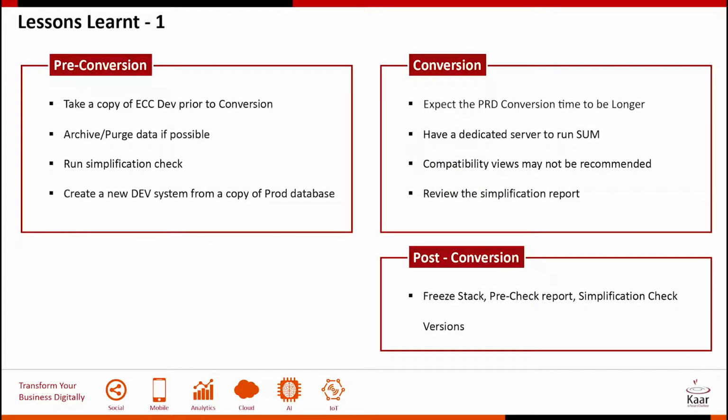So going into lessons learned. On the pre-conversion, I think I mentioned this before, we suggest keeping a copy of your ECC development. Don't start converting the ECC development itself. Archive and purge data as much as possible, because the more you reduce your data footprint on your source, the easier the conversion becomes. Run the simplification check well ahead of time. Understand what each line item in the simplification check is telling you, because each one is a data or business condition that will have to be met. And then make development a copy of prod, because that's going to give you a closer reference to prod once you go live.